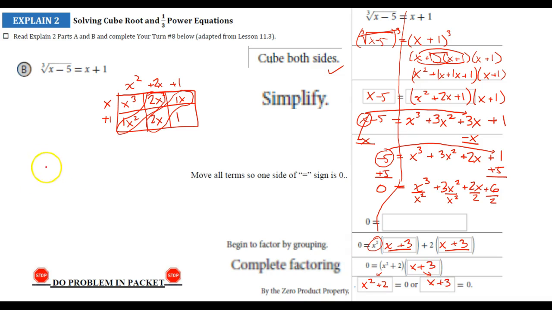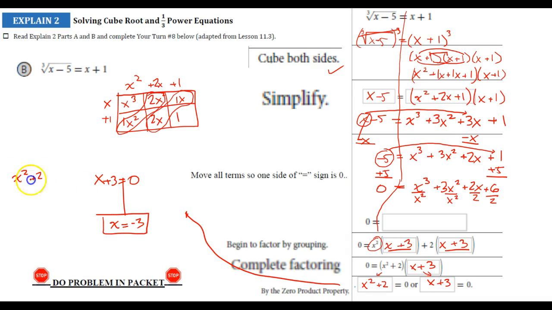So we can solve out the easier one, x plus 3 equals 0. Go ahead and solve that out. You should have gotten x equals negative 3. And x squared plus 2 equals 0. We're going to see if we can solve this out. It's the opposite of adding 2, subtracting 2. So that would be negative 2 equals x to the second power.